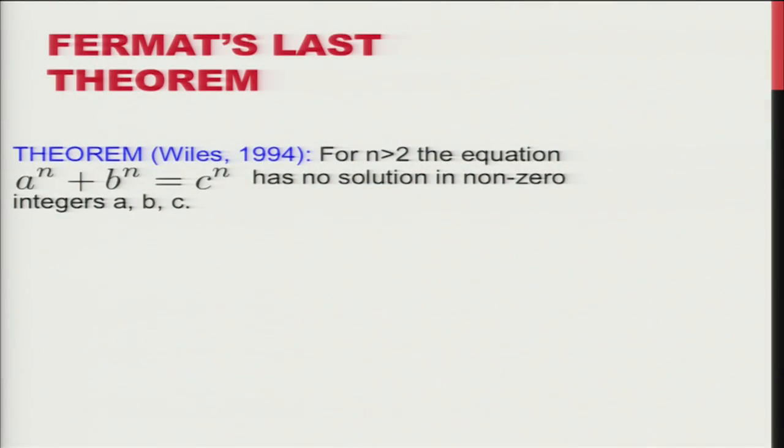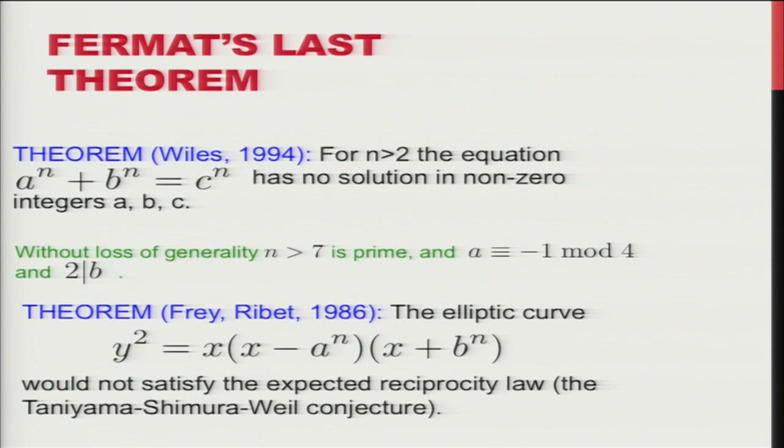So this was the theorem that Wiles proved. And how he proved it was exactly via a reciprocity law. In fact, a few years earlier, Gerhard Frey and Ken Ribet had established that if Fermat's theorem was wrong, you could write down a cubic equation that did not satisfy the Shimura-Taniyama conjecture, this reciprocity law for cubic equations in two variables.